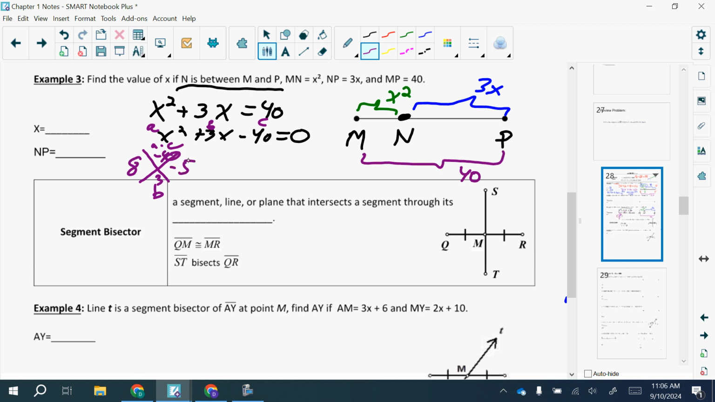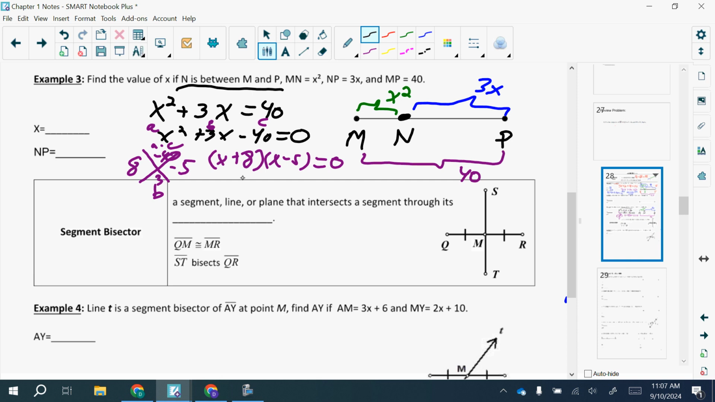And again, it's helpful just to double check real quick before you keep going. So just double check, 8 times -5, that is -40. And then if you add 8 and -5, you get +3. So this works. So factoring the left-hand side, we can now say x plus 8 times x minus 5 equals 0. Now in Algebra 1, we call this the zero product property.